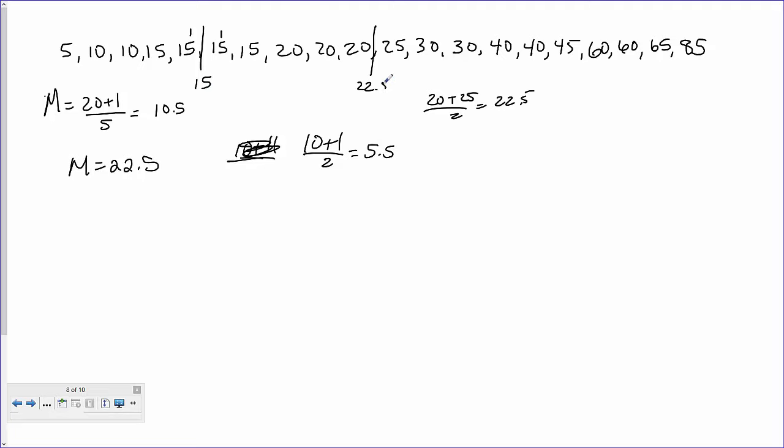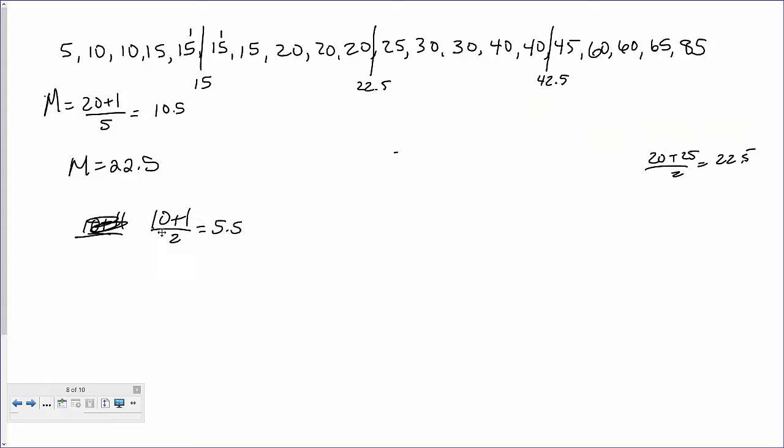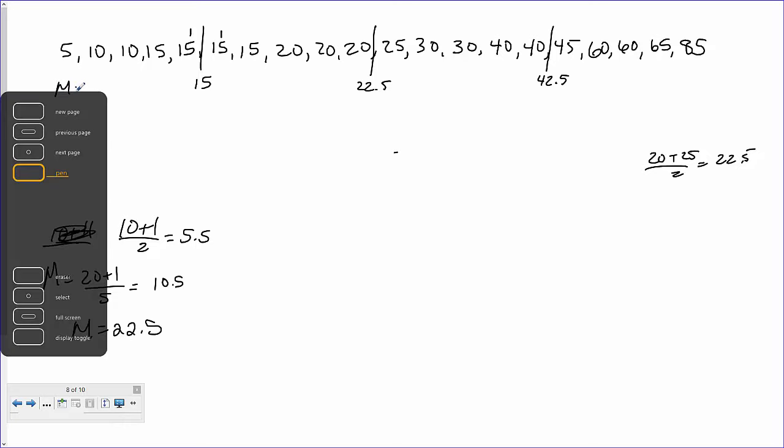So 15, 22.5, same thing, 10 numbers over here. It's going to be the 5.5th number, right here, halfway in between at 42.5. So we'll get a couple of these things out of your way here. So those are 3 of those 5 stats. Remember, we had the minimum, the quartile 1, the median, quartile 3, and here's the maximum.